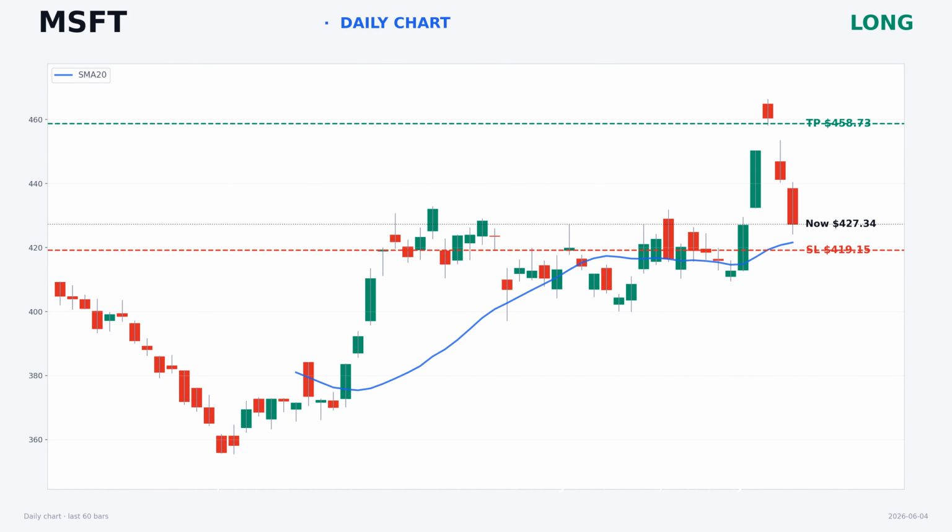Okay, let's look at the chart. We're on the daily time frame, last 60 bars. Price action is in an uptrend of moderate strength. That's our primary directional bias right out of the gate. You can see the dotted lines on the chart. Green is our TP at $458.73. Red is our SL at $419.15. Those are the 2 numbers that matter most in this whole video.